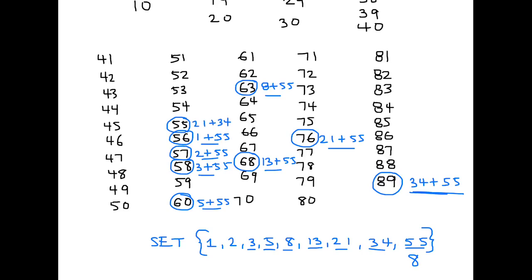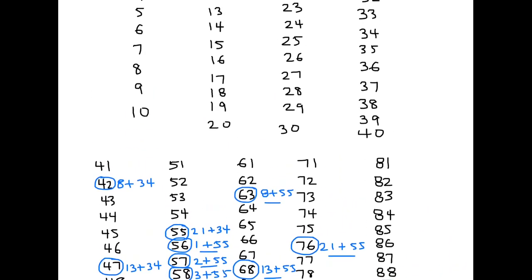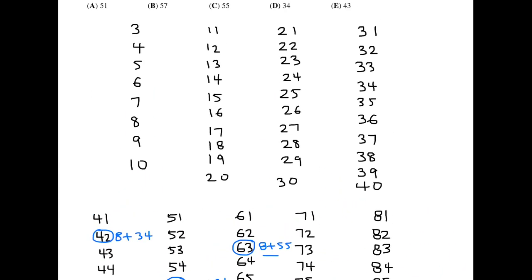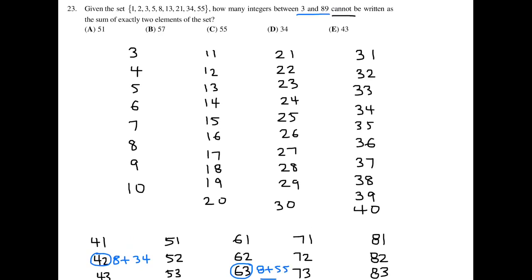And of course, you just keep doing that. 34 plus 13, 34 plus 8, and then we're going to have to move up a little bit. 34 plus 5, which is 39. And then 34 and 3, which is 37. 34 and 2, which is 36. And finally 34 and 1, which is 35.